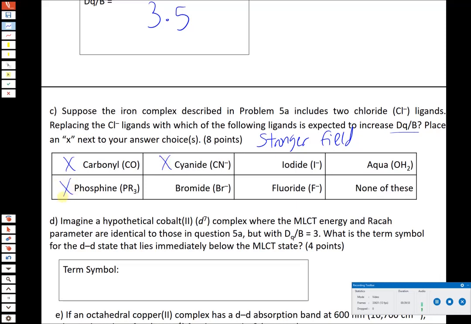So is phosphine. If we compare to bromide and iodide, those are even weaker field than chloride because they're larger, meaning they have less sigma donor ability. So these would be the two that we shouldn't have put X's on.